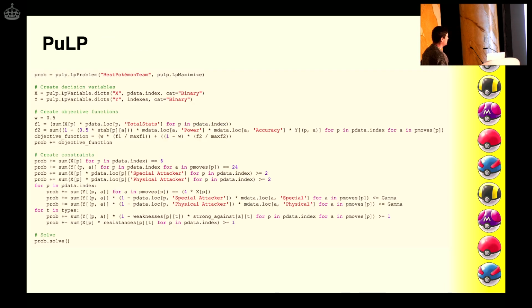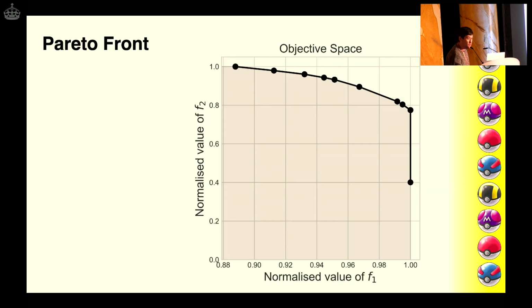Sorry, go back to that. I want to solve this for every possible value of the weight of my two objective functions. When I do that, I get something that looks like this. This is another little space which is useful to look at, called the objective space, which plots the value of the first objective against the value of the second objective.